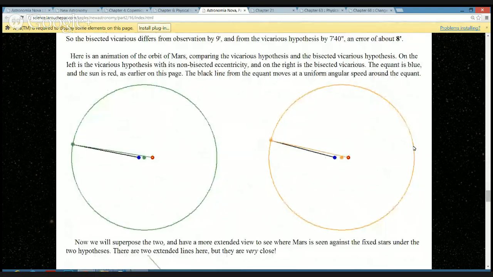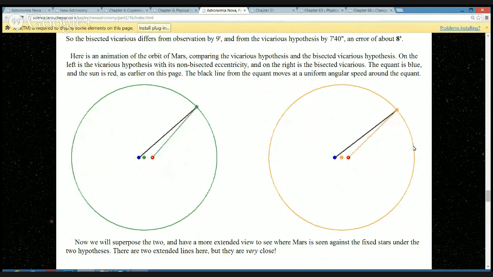So let's take a look at this picture here. Hopefully this will show up for you. There are two models on your screen. On the left, in green, is the vicarious hypothesis. On the right, in orange, and these are not exaggerated, these are real, you get the adjusted vicarious hypothesis, where he puts the center right in between the sun and the equant. He bisects it.